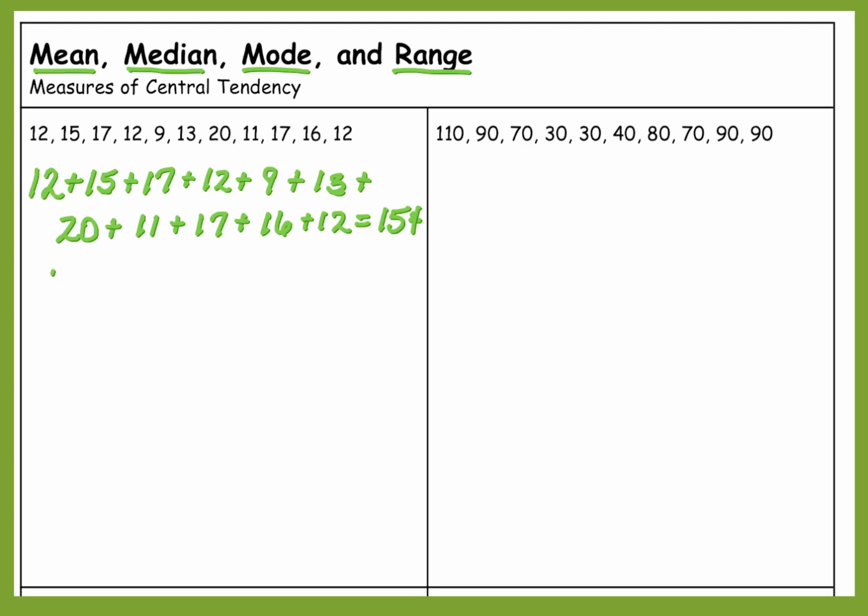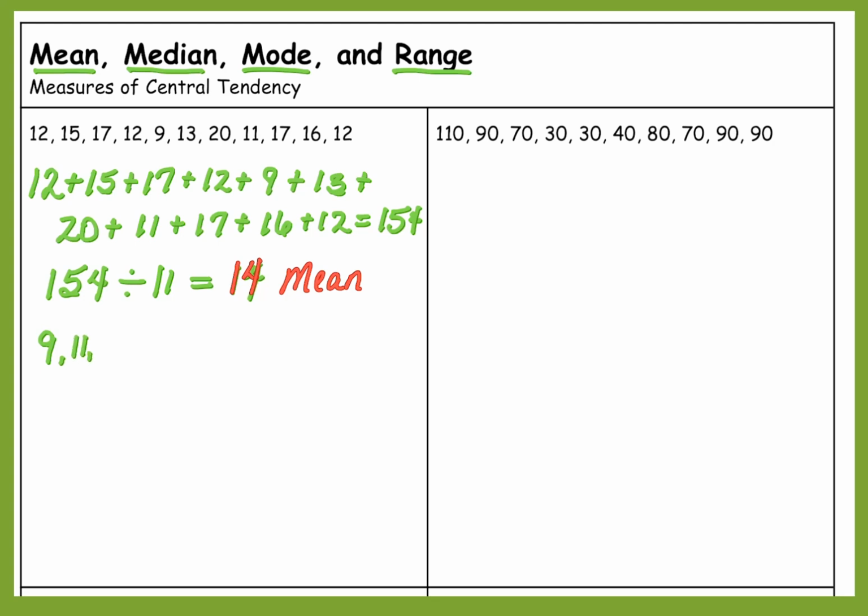Now, if we count the amount of numbers that we have, 11. So that means we take that 154 and we divide it by 11 to give us a value of 14. 14 is our mean. Next, let's find the median by putting our numbers in order from least to greatest.